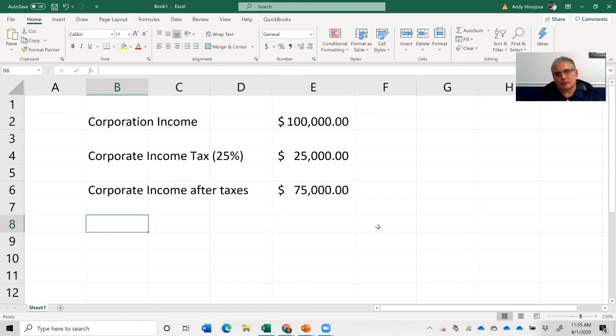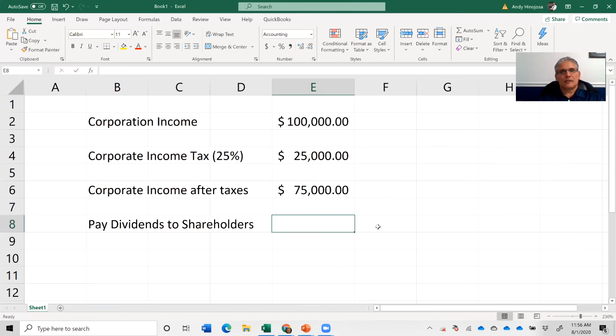Now, let's assume in this case, this doesn't have to be the case, but let's assume it just so that you have a clear picture of what we're talking about when we say double taxation. Let's say that the corporation decides, well, we have $75,000 left over for the year. We're going to pay dividends to shareholders. And how much are they going to pay? They're going to pay it all out. So now $75,000 is paid out to the shareholders.